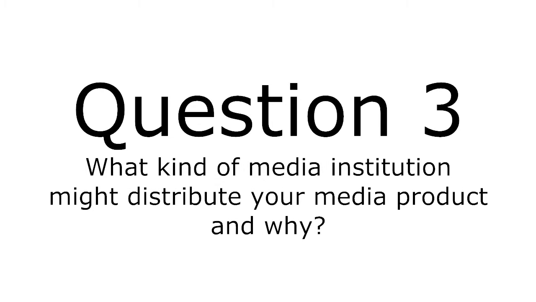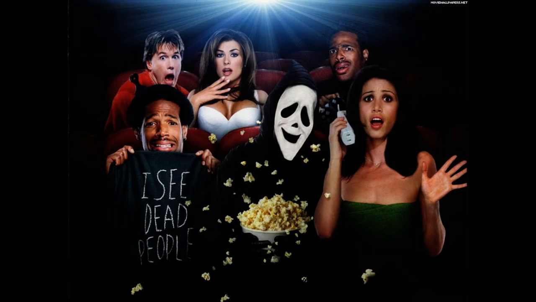Question 3. What kind of media institution might distribute your media product and why? Our target audience range from teenagers to young adults, so the kind of media institution would be one who would try to reel in the young generation. Also, our film is quite a comical thriller, so it would be one who normally shows off funny or entertaining films. Again, the Scary Movie series would come into this, as we would fall into the same category as them, a comical thriller. The media institution that I think would distribute our film would be Dimension Films.